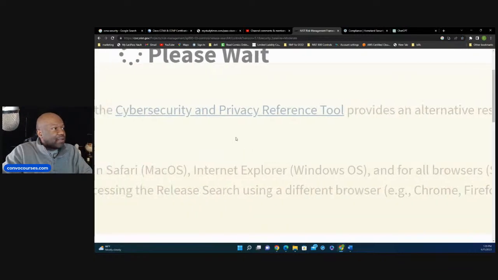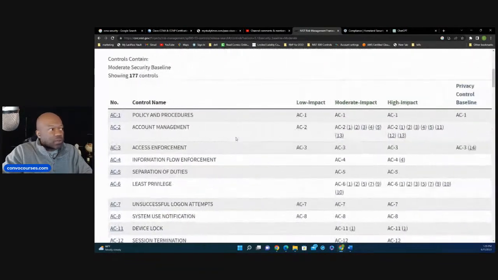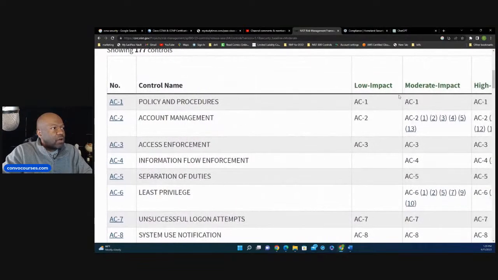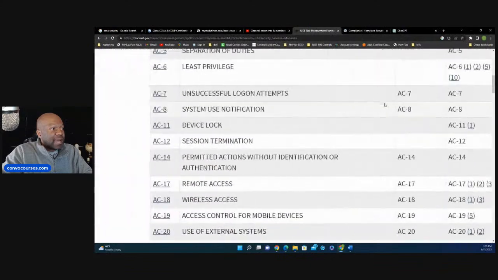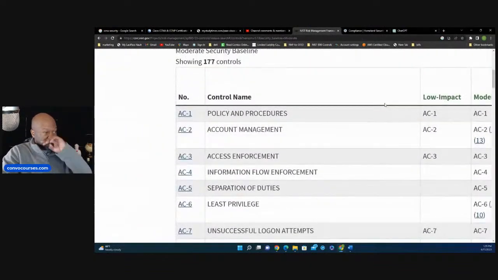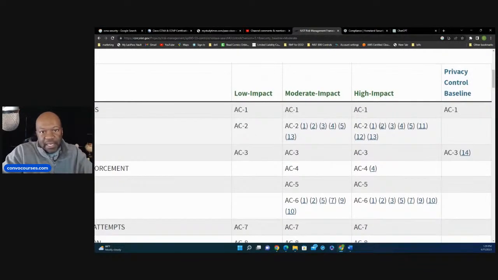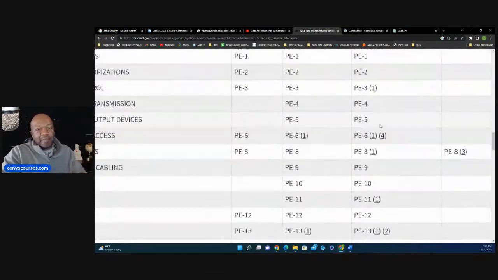All of these have a different number of controls, and you can see them here. You've got low impact, moderate impact, and high impact. This is how we know what levels of control. Obviously, a high impact system is going to have way more controls on it. It's way harder to manage. There's way more you have to put in to secure that system. There's just lots and lots more on a high impact system.